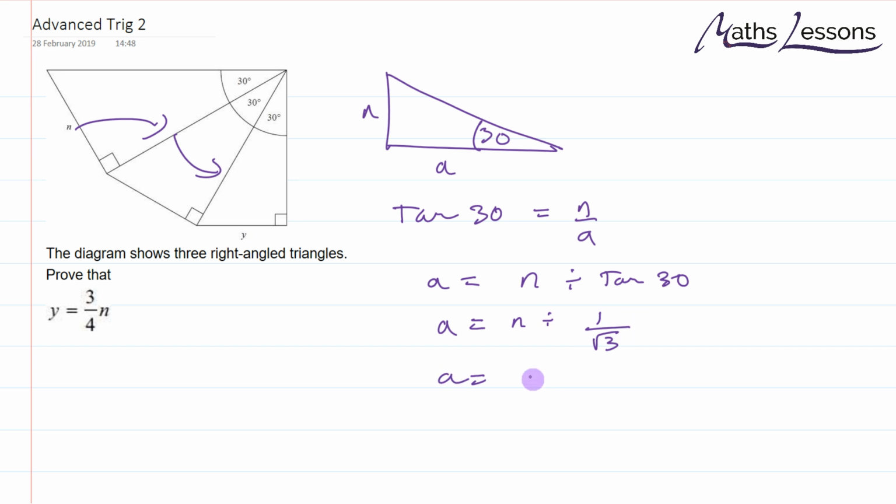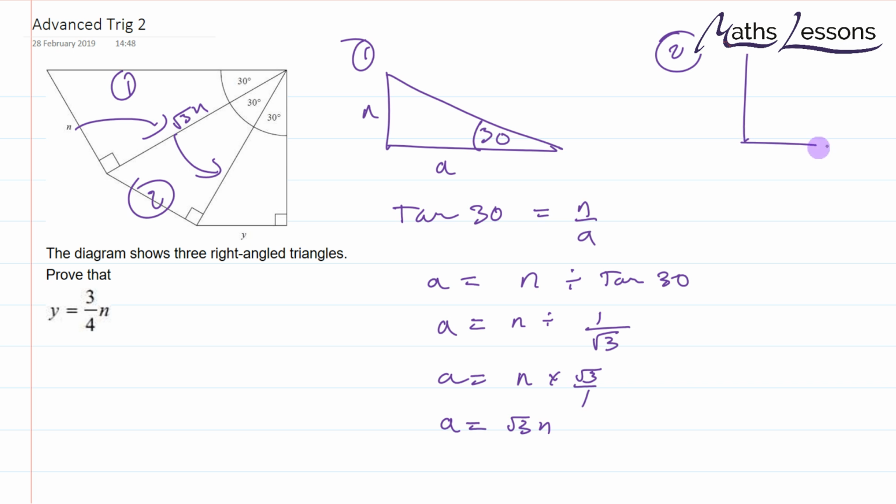If you divide by 1 over root 3, it's the same as timesing by root 3 over 1. So a equals root 3 lots of n. Okay, so that there is root 3 lots of n. That's triangle number 1. I'm now going to do triangle number 2.